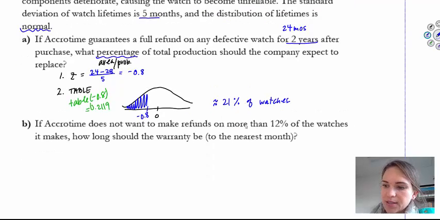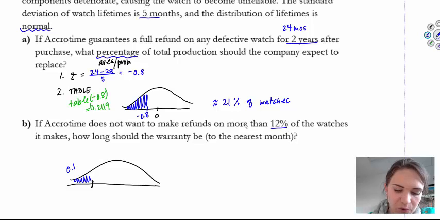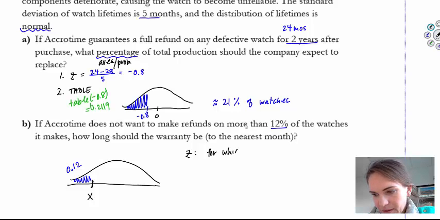So they don't want to do that. They say they don't want to refund any more than 12% of the watches. So how long should they make their warranty? How should they adjust it so that they meet this mark? It's still normally distributed, but now we have some cutoff value for which we want only 12%, 0.12 of the area to be to the left of some x value. And we want to find that x value. So first we'll find the z value for which 0.12 is to the left.